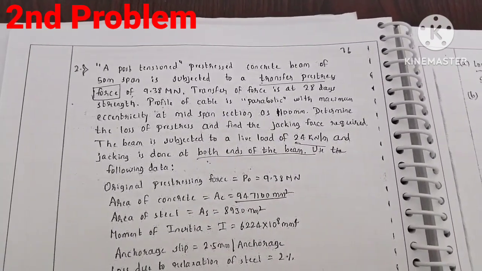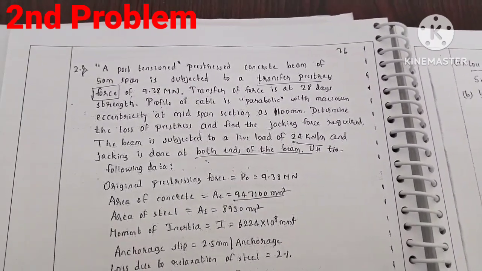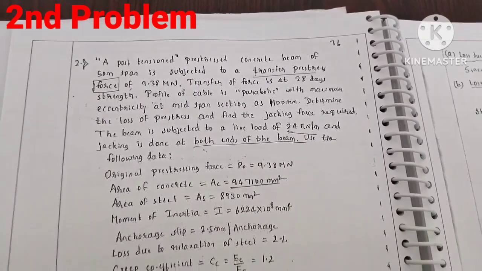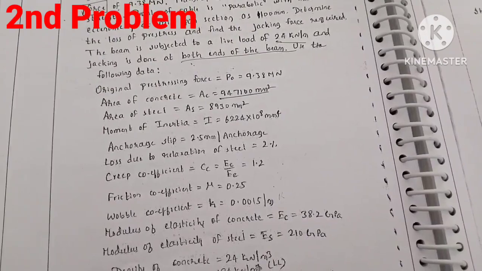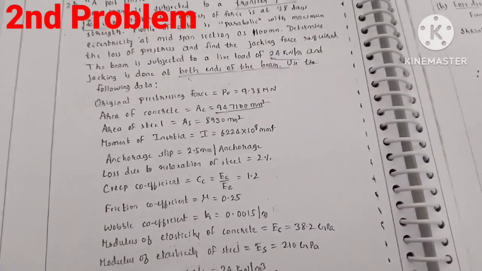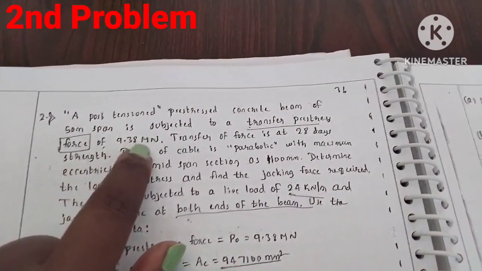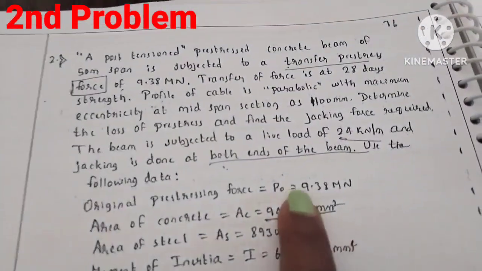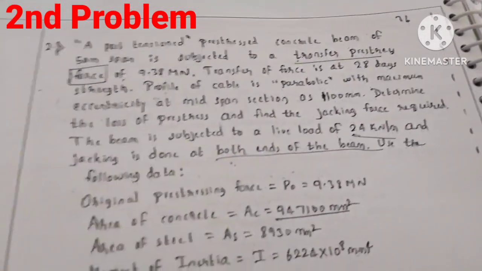The beam is subjected to a live load of 24 kN per meter and the jacking is done at both ends of the beam. Use the following data. They have given the data also. Original pre-stressing force is P naught. Here, since they have mentioned 9.38 as the transfer pre-stress force, we have to take it as P. It is not P naught.